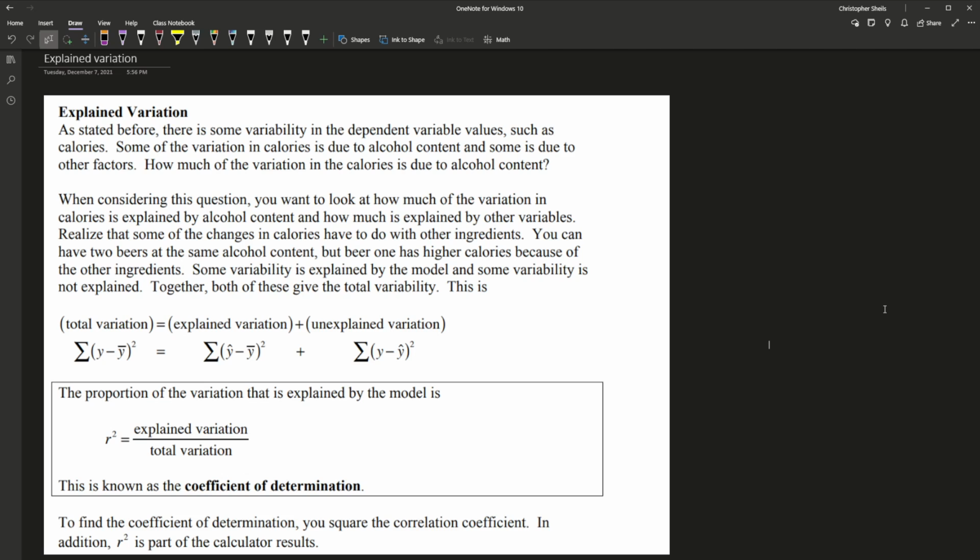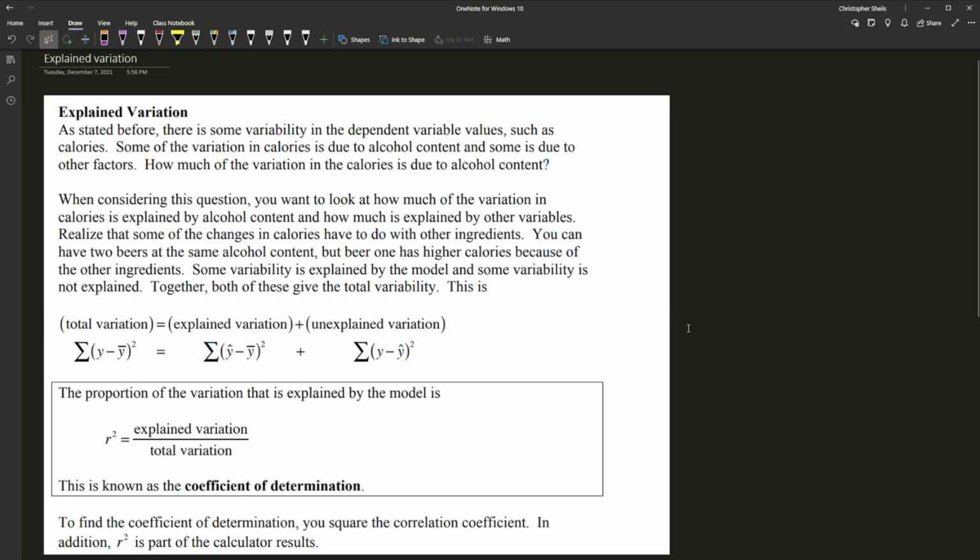When considering this question, you want to look at how much of the variation in the calories is explained by alcohol content and how much is explained by other variables. Realize that some of the changes in calories have to do with other ingredients. You can have 2 beers at the same alcohol content, but one might have higher calories because of the other ingredients. Some variability is explained by the model, and some variability is not explained by the model. Together, these give the total variability.